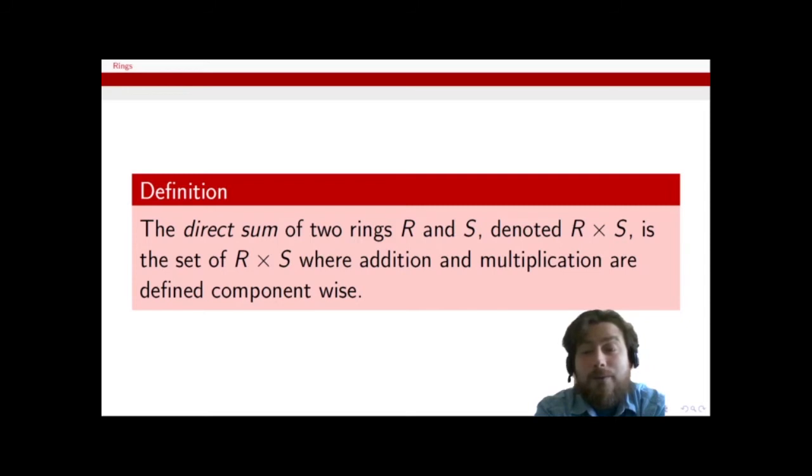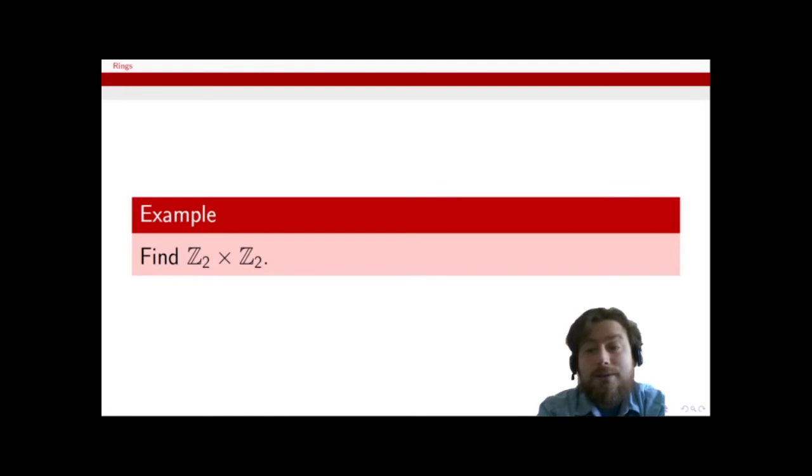So if we take an ordered pair (a, b) and an ordered pair (c, d), then if we add them, we get (a plus c, b plus d). If we multiply them, we get (a times c, b times d). So we're just taking addition and multiplication component-wise. So let's actually look at Z2 cross Z2 and see what that's going to look like.